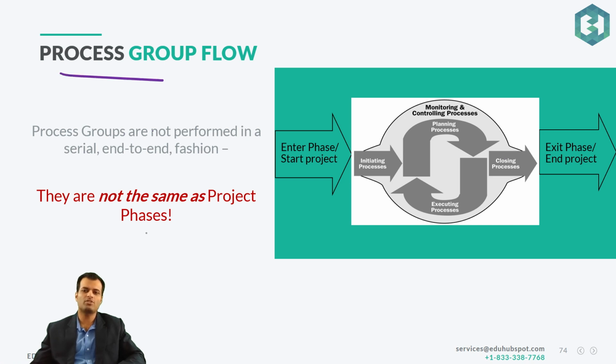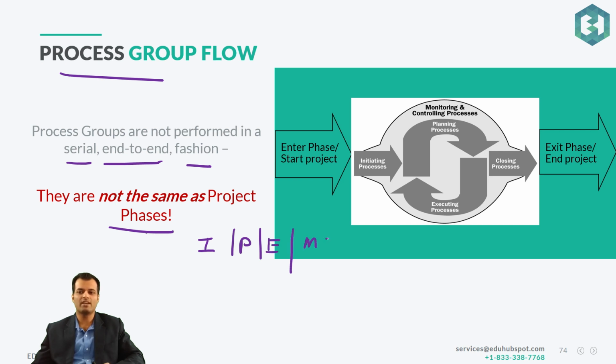So let's see what the process group flow is. Process groups are not performed in a serial end-to-end fashion. They are not the same as project phases. So again, it is not serial end-to-end. It's initiation, then we have planning, then execution, then monitoring and control, and finally closing. I'm not saying that after you complete initiation, only then can you start planning. After you complete planning, only then can you start execution. Then only can you do monitoring and control, and then only closing. It's not serial end to end.